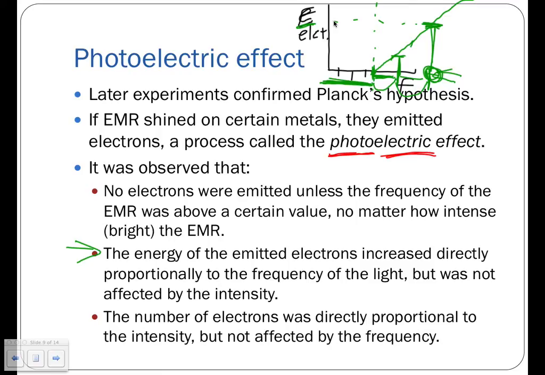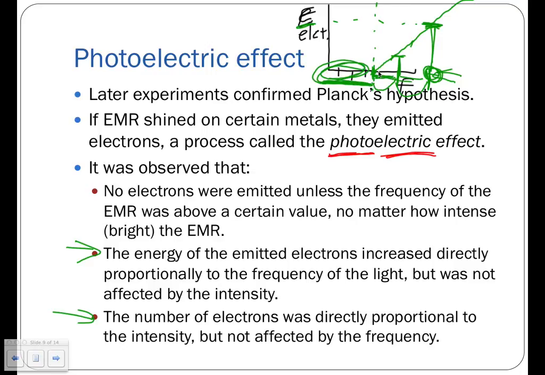But brightness does affect something else. That's our third observation. The number of electrons was directly proportional to the intensity or the brightness, but was not affected by the frequency. So whenever they did this, you had this frequency cutoff. So if the frequency was below a certain amount down here, you got no electrons at all.